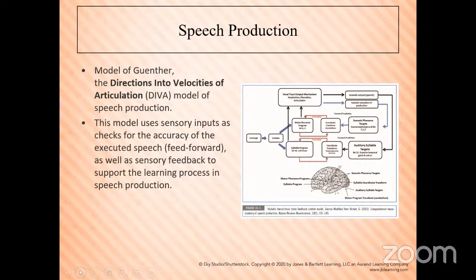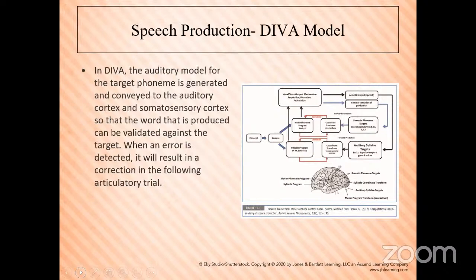So the model of Guenther, this is directions into velocities of articulation, which I will tell again. The model of speech production. This model uses sensory inputs as checks for the accuracy of the executed speech, feed forward, as well as sensory feedback to support the learning process in speech production. All these things relate to aphasia. That's why I'm giving you the background of the speech.